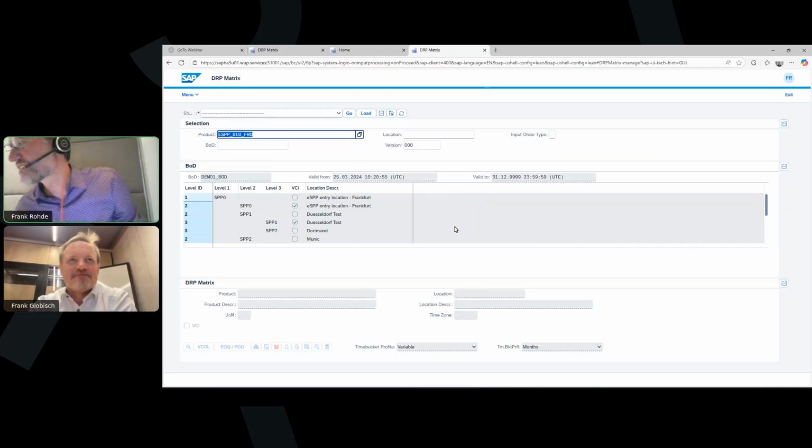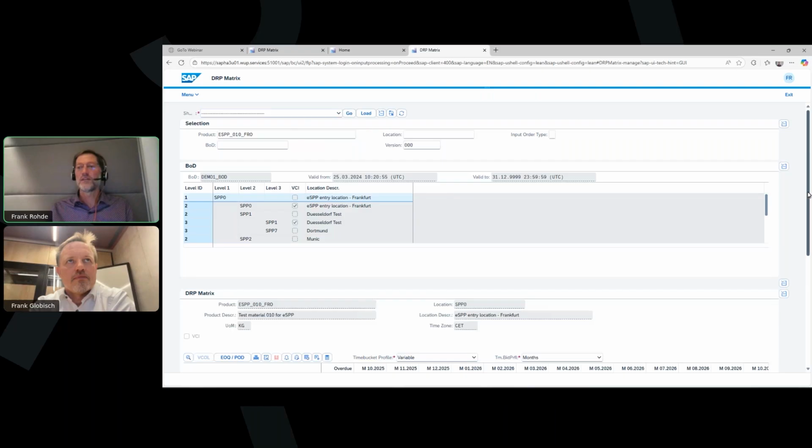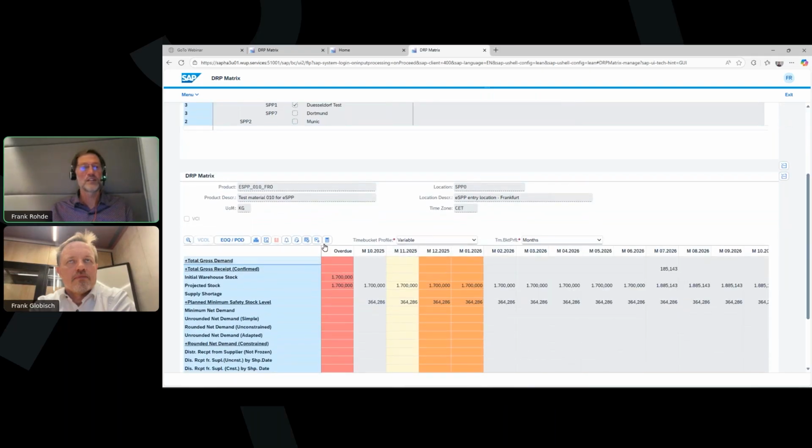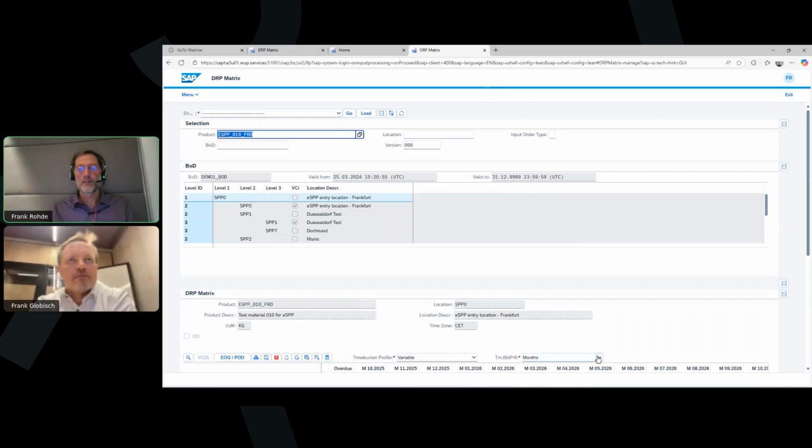So I'm not showing the supplier capacity and the different supplier products. The supply capacity is uploaded to a time series shared by the supplier that is doing the remanufacturing, and we simply go to the DRP matrix for that product and look at how it looks on the entry location. We push the simulate button. We are still in monthly buckets. I would like to switch to daily buckets.